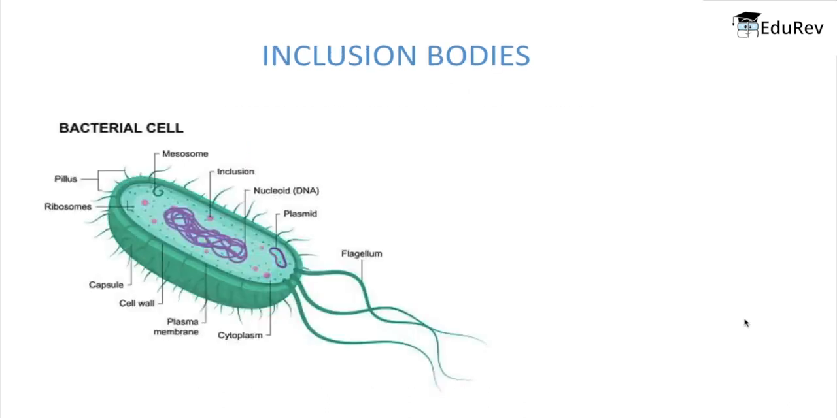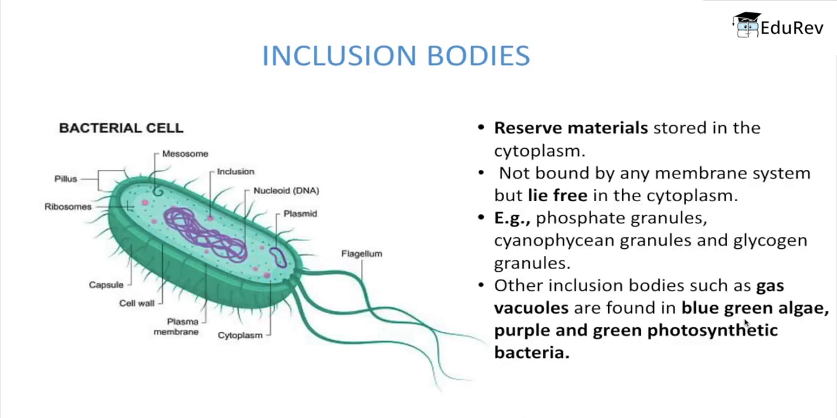Now cytoplasm also contains inclusion bodies. These are the reserve materials which are stored in the cytoplasm. These inclusion bodies are not bound by any membrane system, but they lie free in the cytoplasm. For example, phosphate granules, cyanophycin granules, and glycogen granules. Other inclusion bodies such as gas vacuoles are found in blue-green algae and purple and green photosynthetic bacteria, which help these organisms to float in the water.